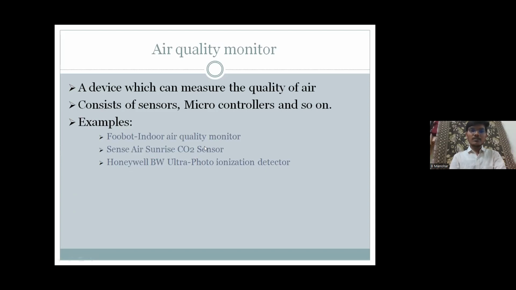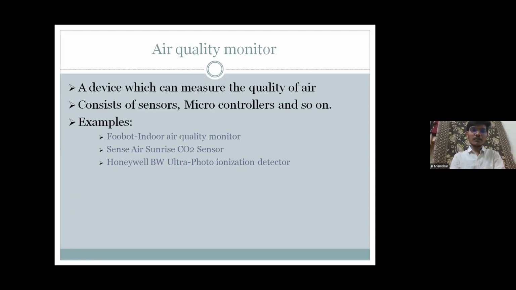First of all, air quality monitoring is a systematic procedure of measuring the levels of air pollutants that are present in the environment. And an air quality monitor is a device which performs air quality monitoring and can measure the quality of the air in a particular locality. And it consists of sensors, microcontrollers, and other electronic components too.